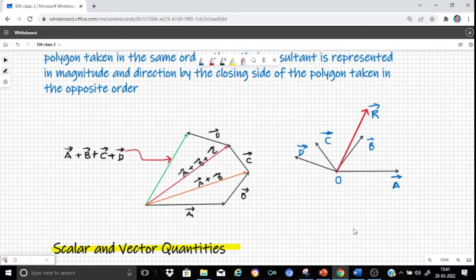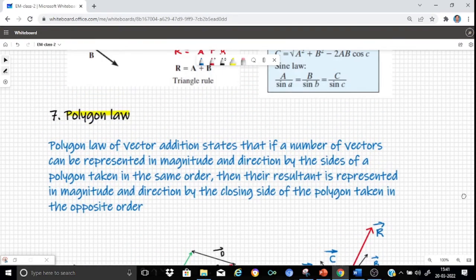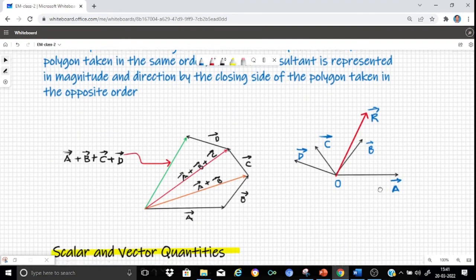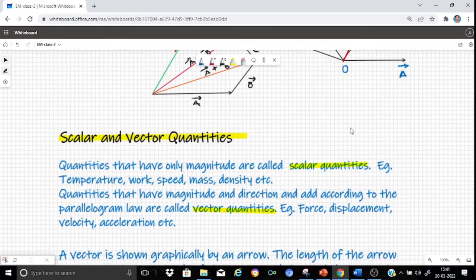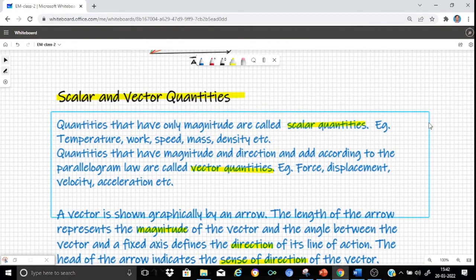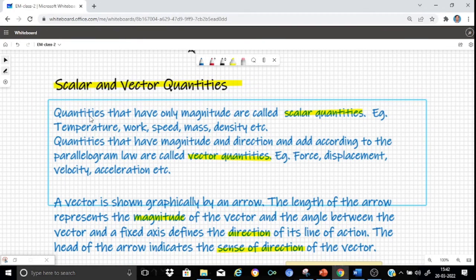Okay, so that's all about the laws that we'll use occasionally in mechanics. Now let me take you to a very important topic, scalar and vector quantities. Obviously, I presume each one of the students knows the difference between them. In spite of that, I make a very simple statement. The quantities that have only magnitude are called scalar quantities. To specify a scalar quantity, you require only the magnitude. Examples of scalar quantities are temperature, work, speed, mass, density, etc.